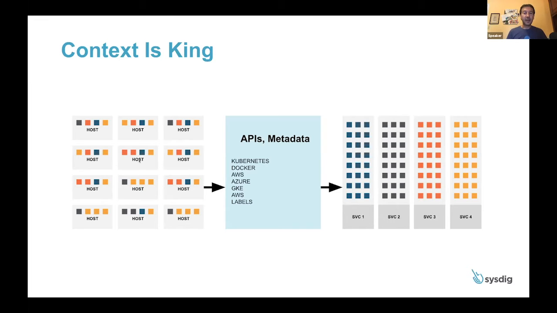Why is context so important? Why is going from a security event that just tells you somebody has executed a shell in one of your containers into all of the richness of the metadata so important? Well, let me use a metaphor for this. Suppose you are an investigator and you are in charge of solving a crime, for example, a robbery.